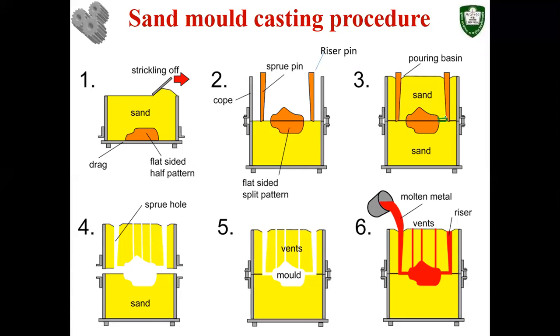The pattern also consists of the riser pin and sprue pin with the runner. Everything is made of wax. All other procedures are the same. You don't need to split the pattern. You don't need to separate the pattern. The pattern is a solid part, along with all of these.